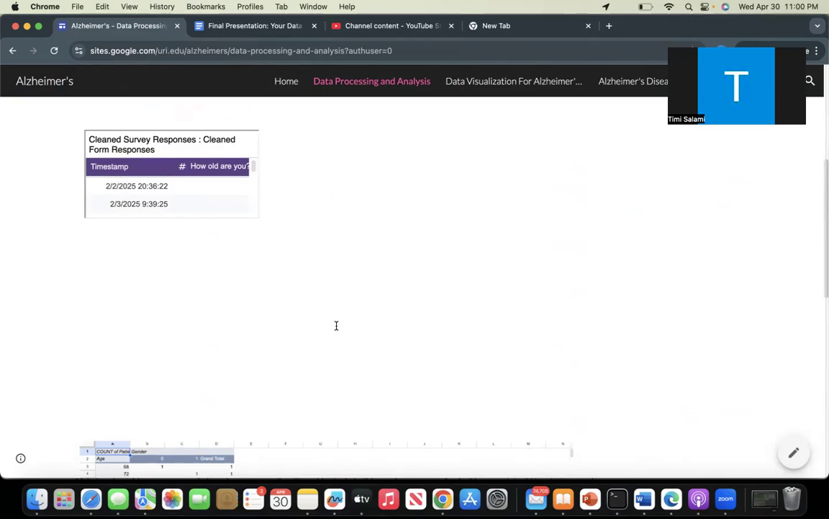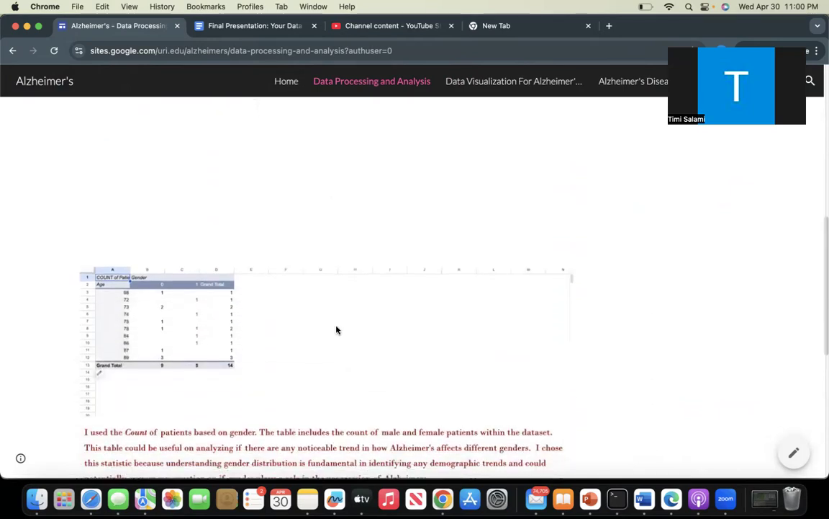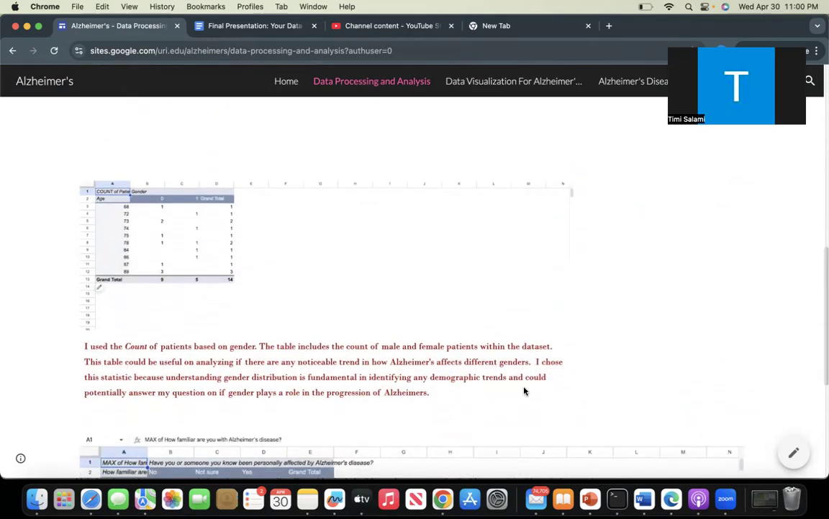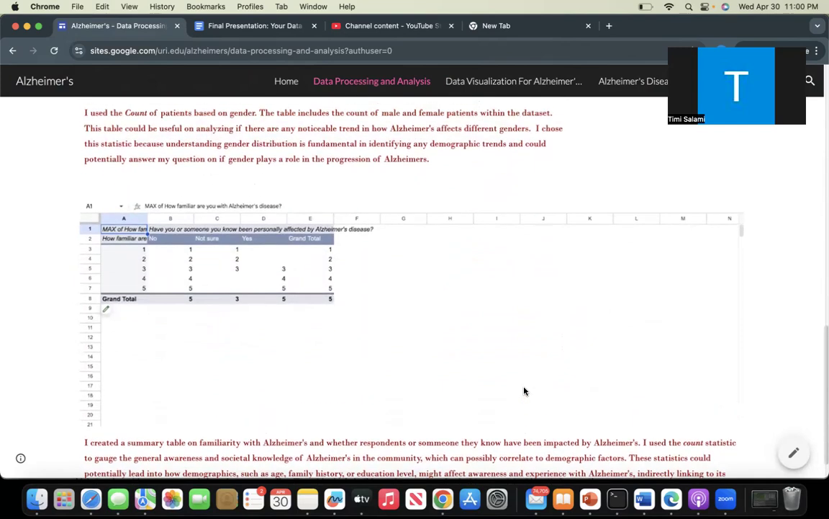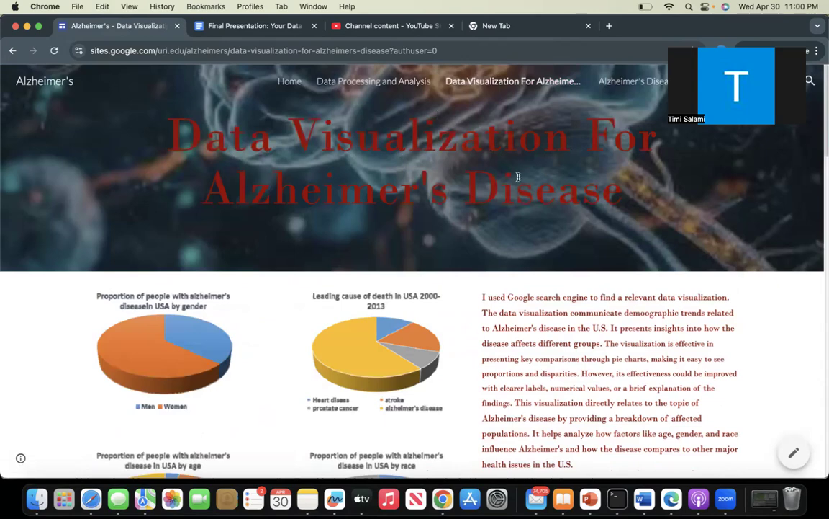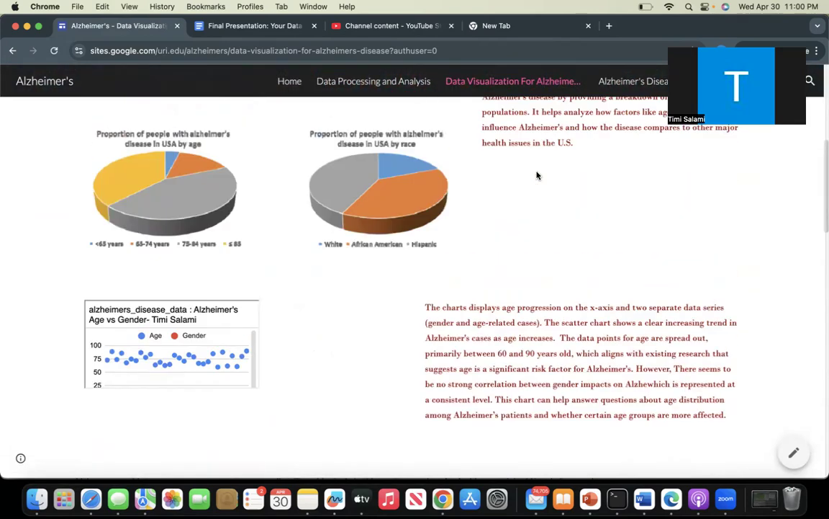I did about 3 or 4 entries that needed fixing. And my summary table grouped age and experiences, and older people were more likely to know more about Alzheimer's disease. And in the public data set, women are more likely at a higher risk for diagnosis with Alzheimer's disease. Now we can go to the next page, which talks about the data visualization for Alzheimer's disease.